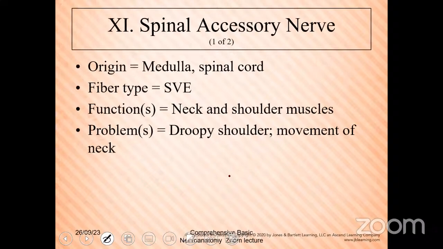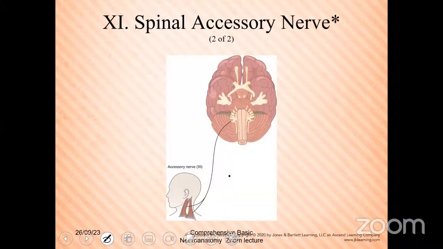Spinal accessory nerve, medulla, spinal cord. It is a special visceral efferent. It supplies the neck and shoulder muscles, that is the trapezius and sternocleidomastoid muscles. Its dysfunction leads to droopy shoulders and impaired movement of the neck. So this is where the spinal accessory nerve is coming and supplying these muscles.